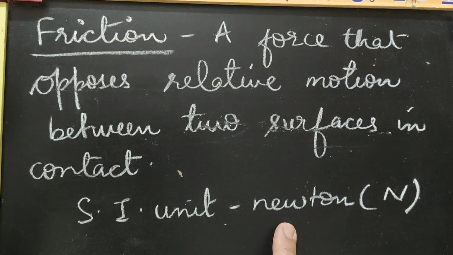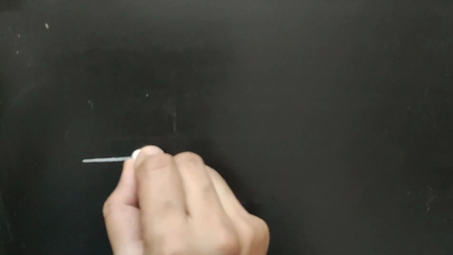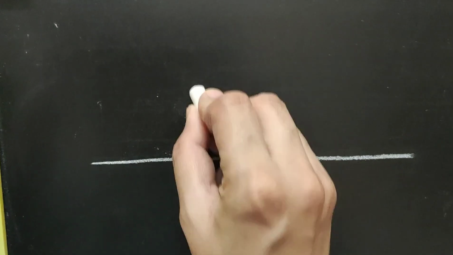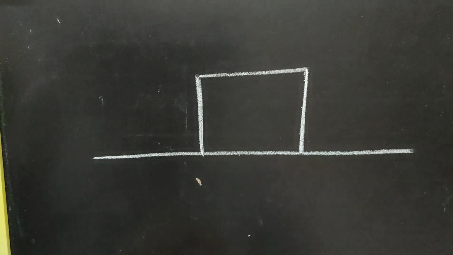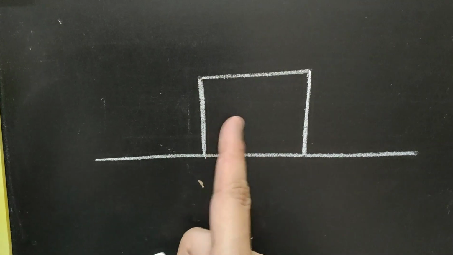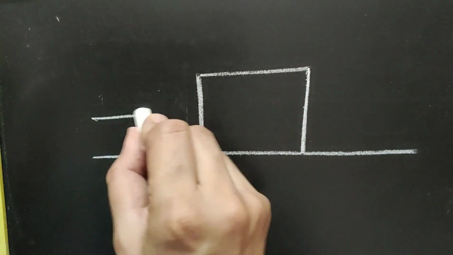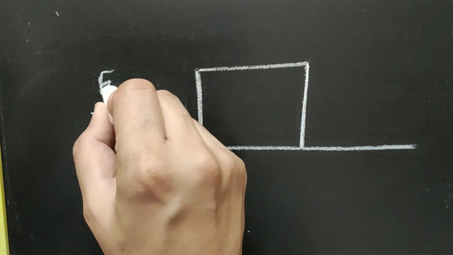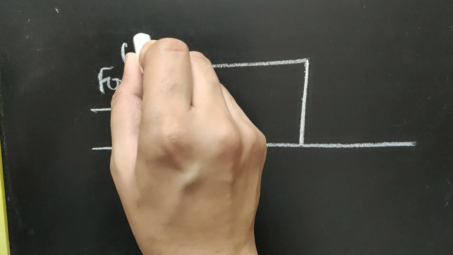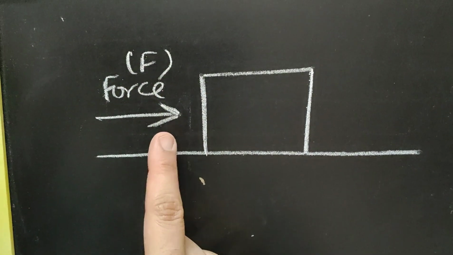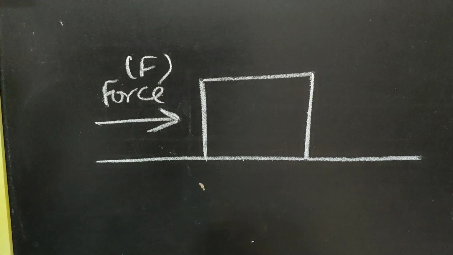Newton. So according to our definition, till now we have understood that suppose this is a surface, say it is the floor, and we have placed a block over it, and now we want to move this block. So we start applying some force F. This is the applied force F on this block because we want to move it. We want to push it further.